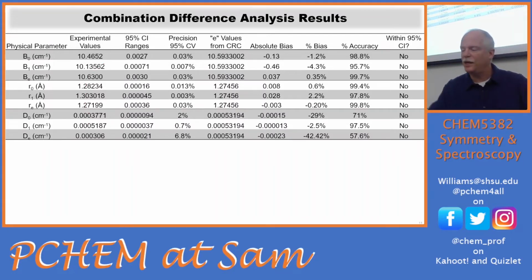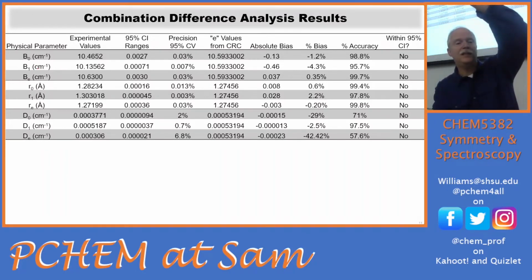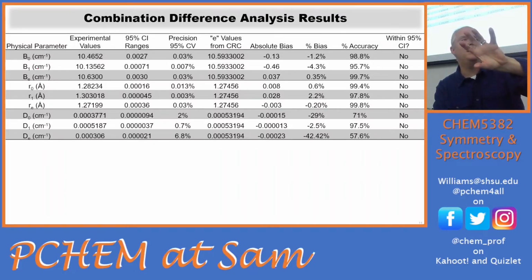Now we can use combination difference analysis. This is kind of a roundabout way to get to the equilibrium values, the E values. Notice I have BE, RE, and DE. If I have B1 and B0, I can get to BE by just assuming a linear intercept. If I go from B0 and it gets smaller going to B1, what would it be at the equilibrium position of that potential well? I can just extrapolate down and get BE.